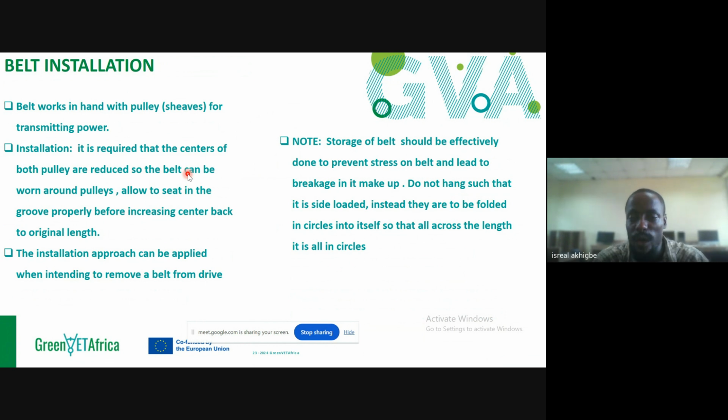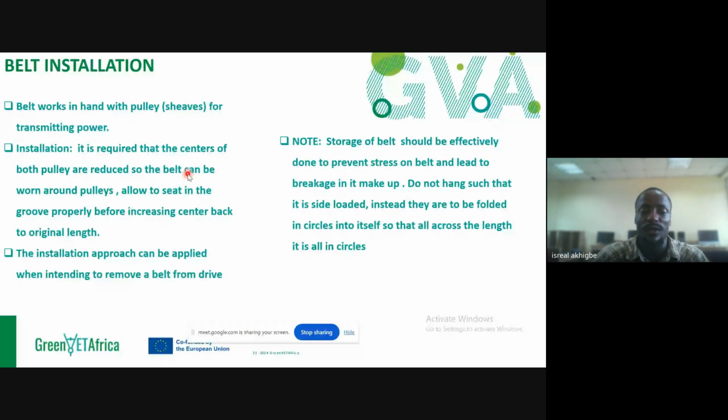When you reduce the center, what happens is that the overall length between the driver and the driven will be shortened. As a result, the belt will slack automatically. Then you remove it, and you place another one because the center is still reduced. Once you've allowed the V belt to sit in the groove and it is perfectly aligned, mating with the groove properly, you adjust the center back to its original length, and you clamp it back with the bolt.